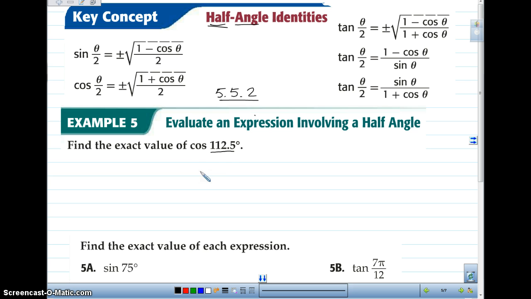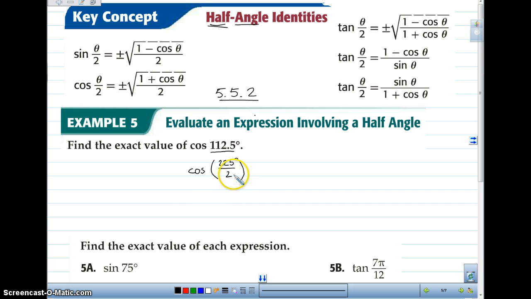Well, we're fortunate because 112.5 degrees happens to be exactly half of one of the angles on our unit circle. So all of these half angle problems are always going to be looking for angles that are half of what's on your unit circle. So the first thing you want to do is take cosine of 112.5 degrees and rewrite that as half of, let's see, 112.5, if I double it, would be 225. It's half of 225 degrees. So I can rewrite this as 225 degrees divided by 2.